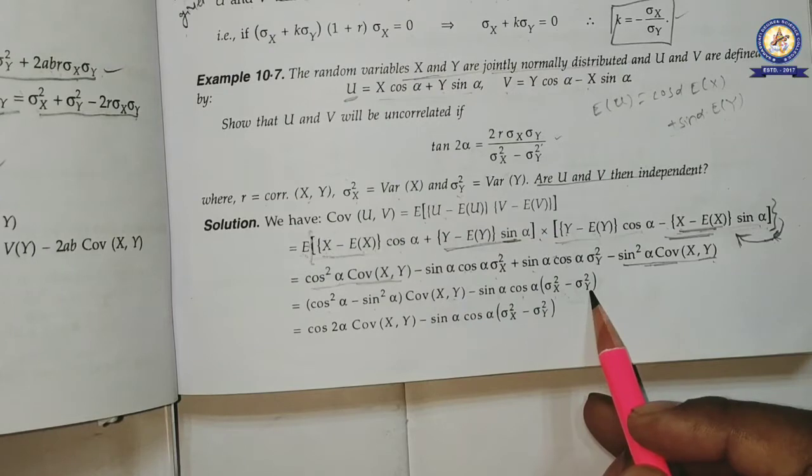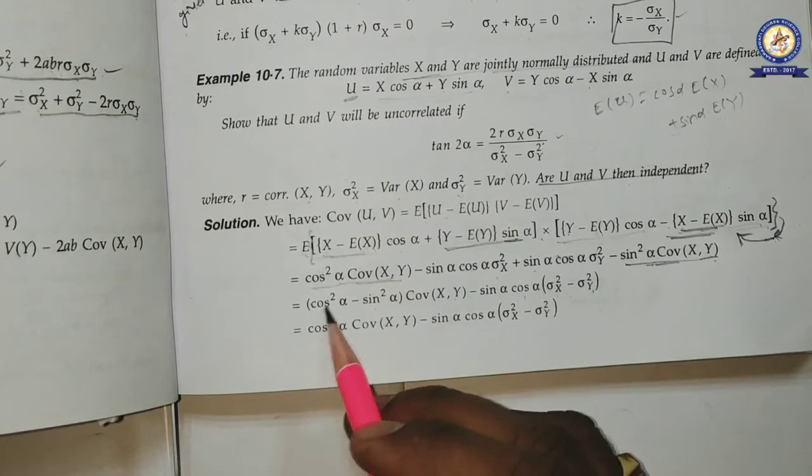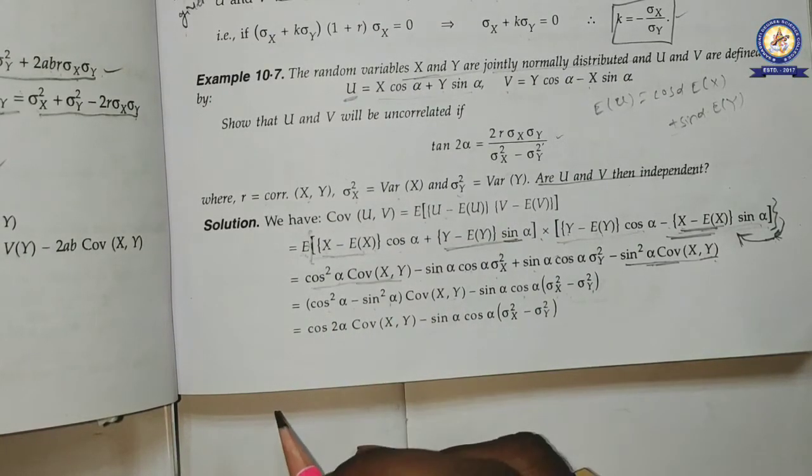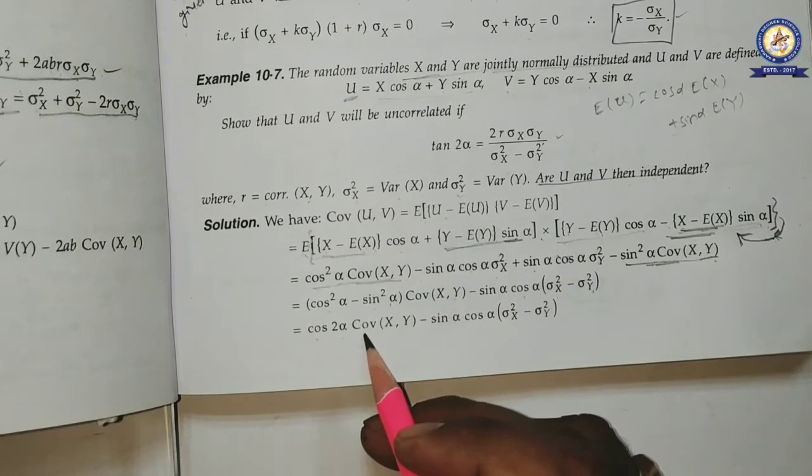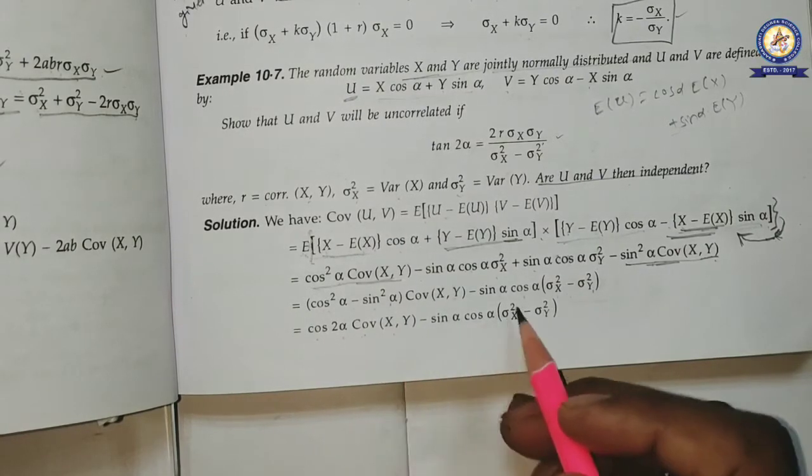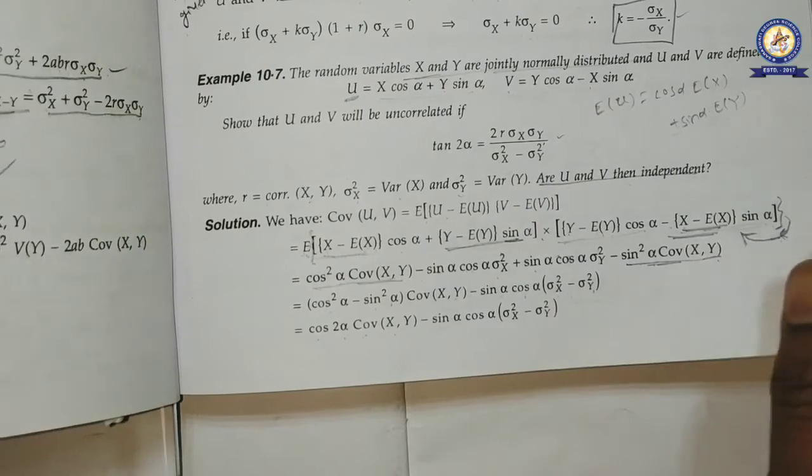Simple. So here we found cos square alpha minus sin square alpha can be written as cos 2 alpha, cos 2 alpha into covariance of xy minus this one. As such it has been written.